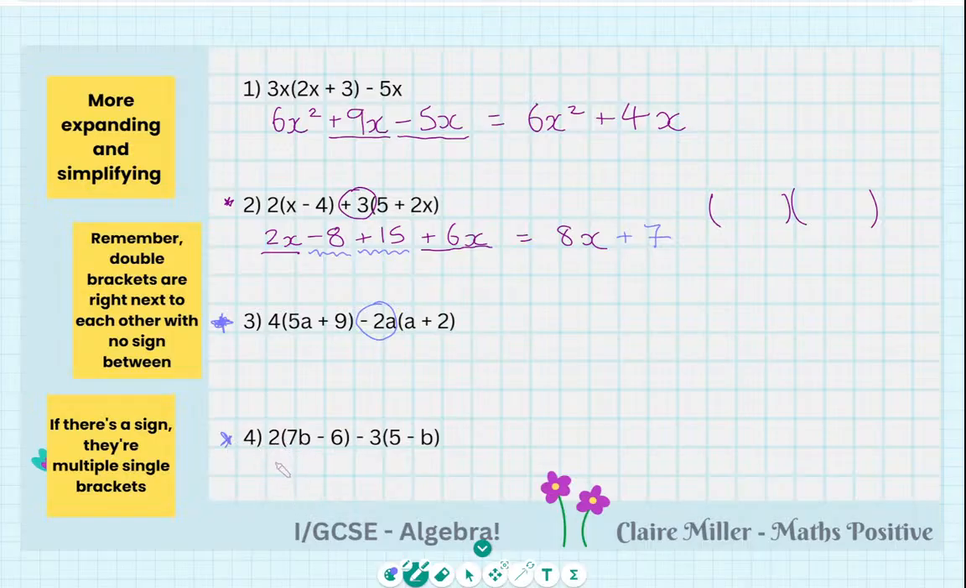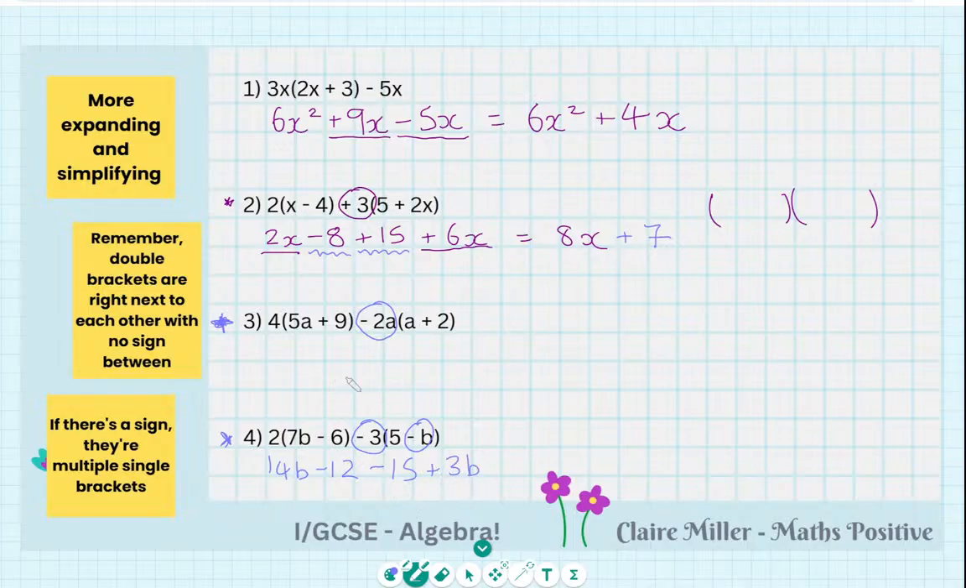And the same with this last one. So we've got 2 times 7b, that's 14b. Then we've got 2 times negative 6. So a positive times a negative gives us a negative answer. Now, just like I was saying here, we must be careful about this minus 3. We're going to do minus 3 times 5, which is going to give us minus 15.